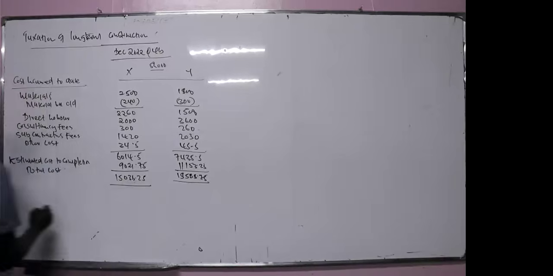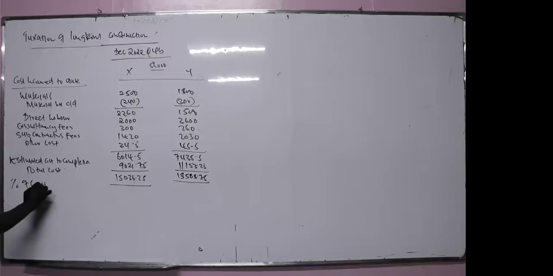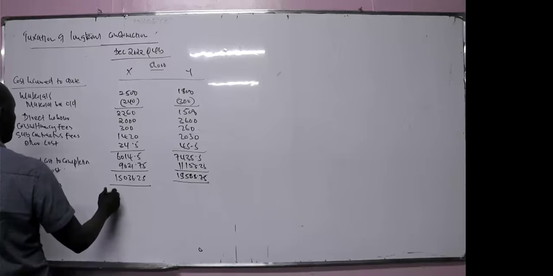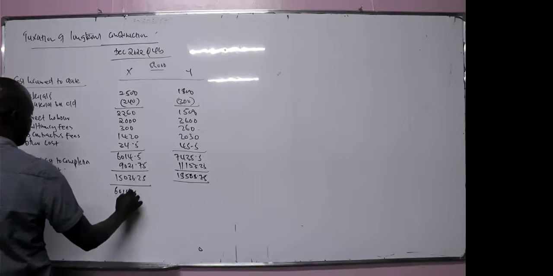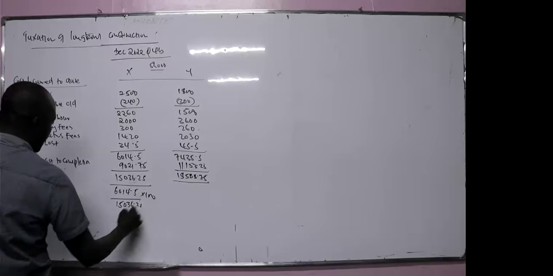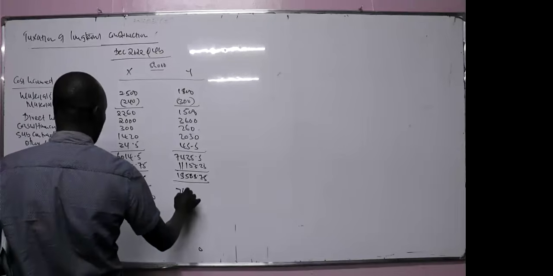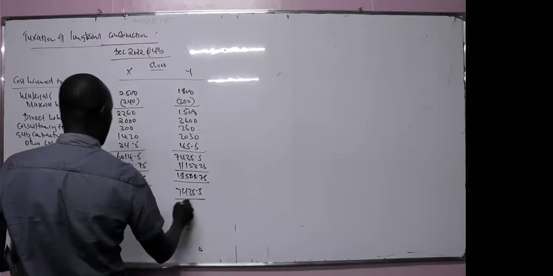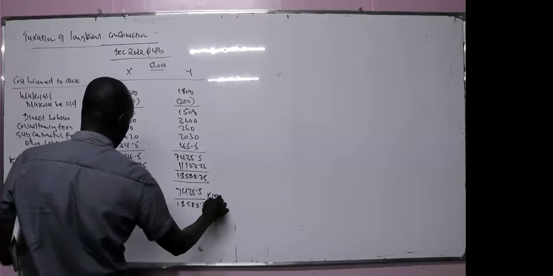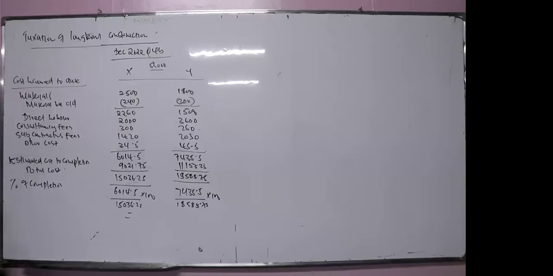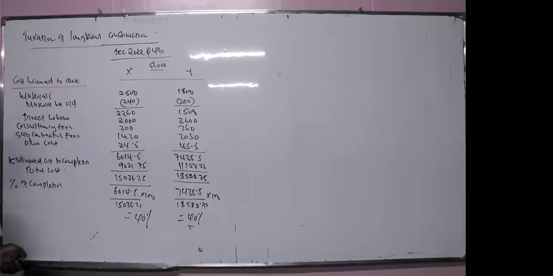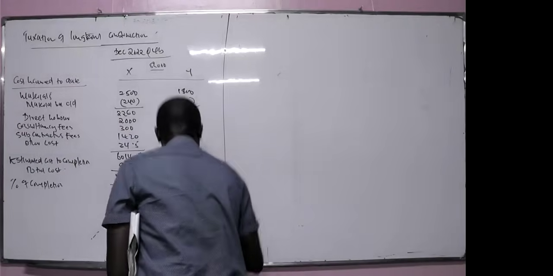15,036.25, isn't it? Then here we get the percentage of completion. Percentage of completion is going to be cost incurred to date, 6014.5 over total cost, which is 15036.25 times 100. This one is going to be 7435.5 over 18,588.75 times 100. So the first one should be 40%. This other one, 40%, isn't it?